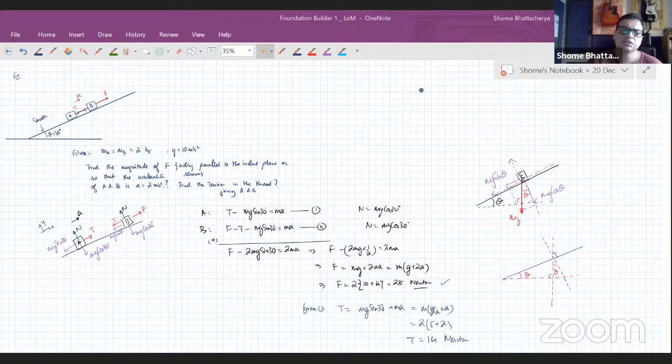Okay? So the sign convention is according to the direction of the axis. And why did I take the x-axis upward? Because the acceleration is up the inclined plane. Because the block is moving up in the upward direction, so I've taken the upward axis as positive.